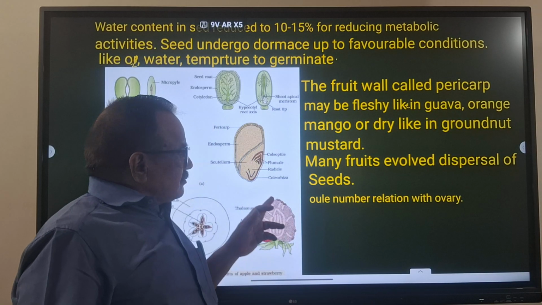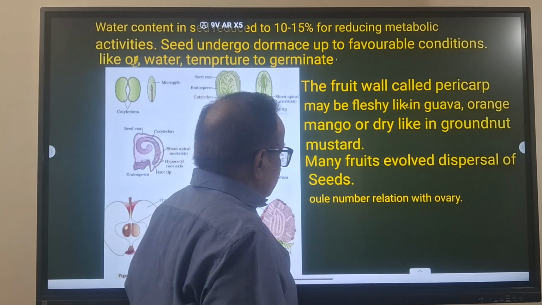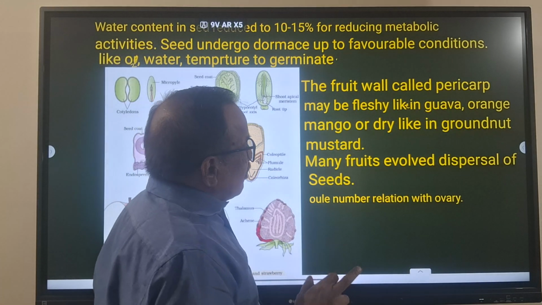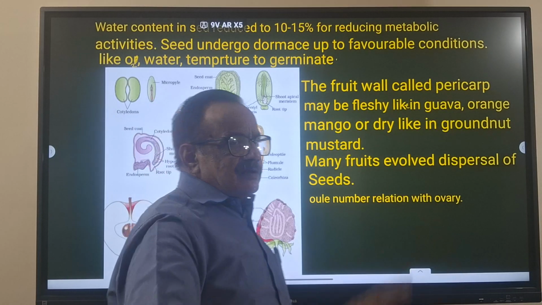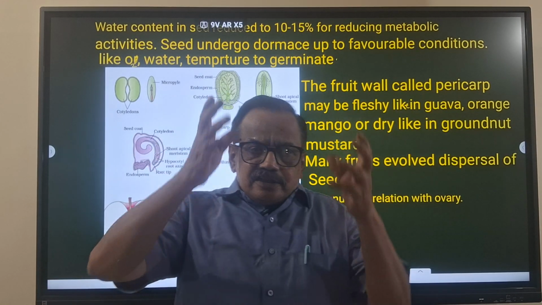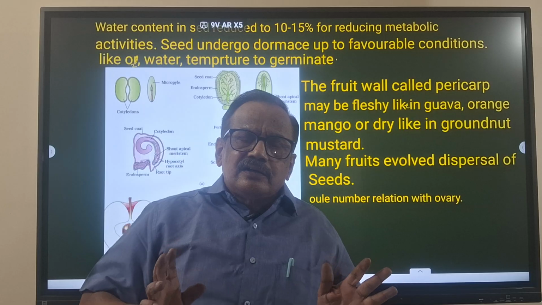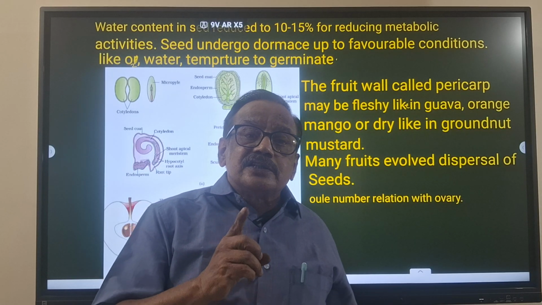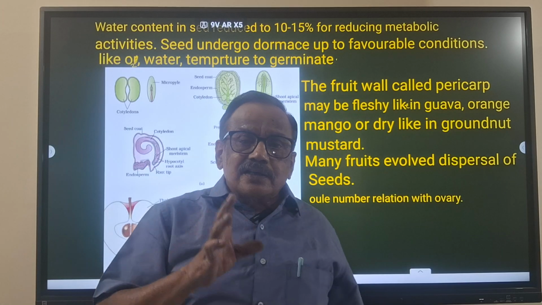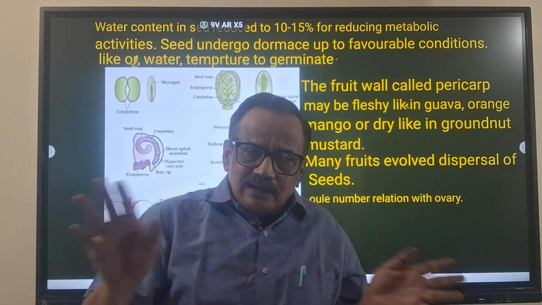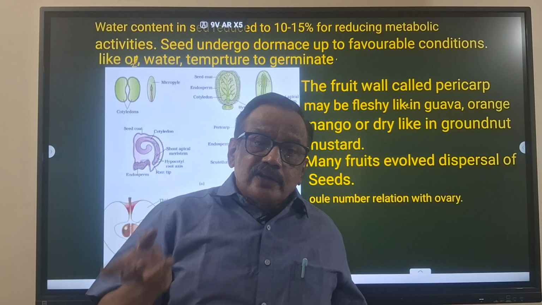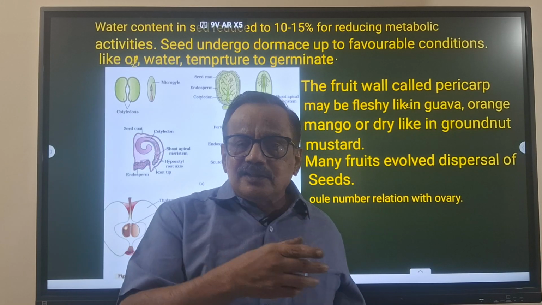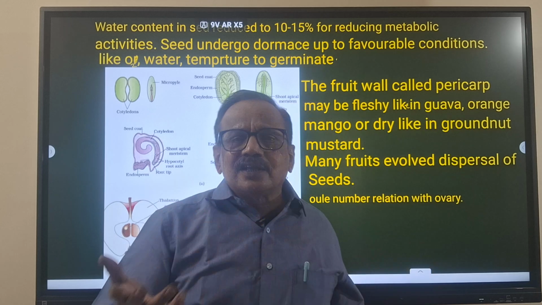Now he has given many fruits evolve dispersal of the seeds. Why is the seed fleshy? If you ask what is the main purpose, the purpose is the seed dispersal. Not that flesh is not useful for the plant. But by showing as a reward, the reward means in the pollination, it is a reward. Like that also you can create the question.